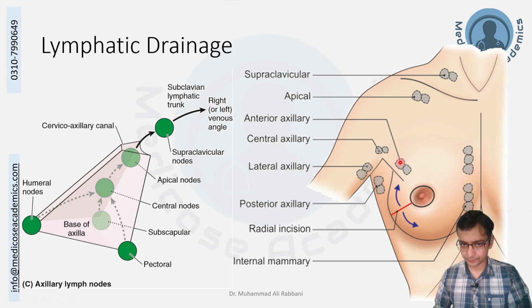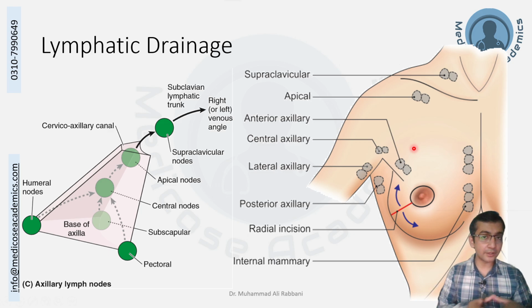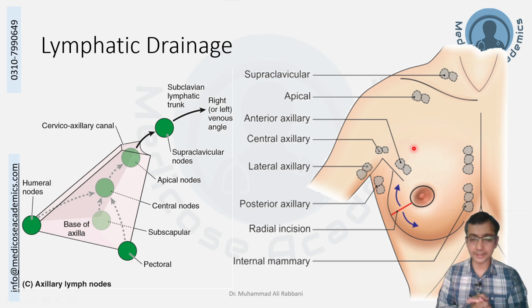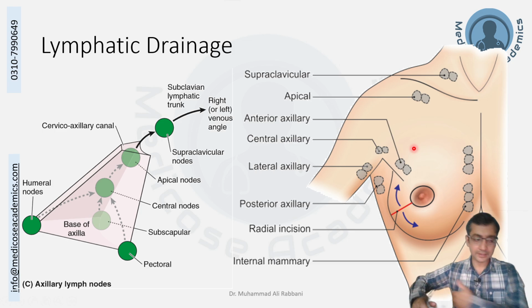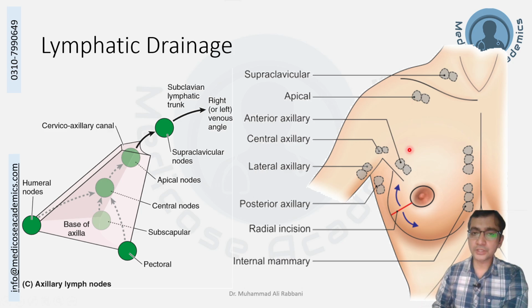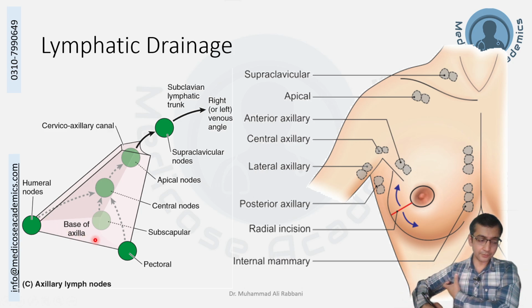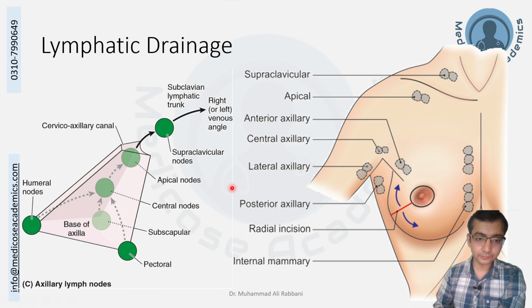Right now, at this point, some of you might not have studied the axilla in detail. So let me briefly discuss the axillary nodes. The axilla is the space that is present between the rib cage here and the arm there. This empty space in the armpit, this is the axilla. It's a pyramid shaped structure. The base of the pyramid is the skin, and if you go up, there is the apex of the pyramid.